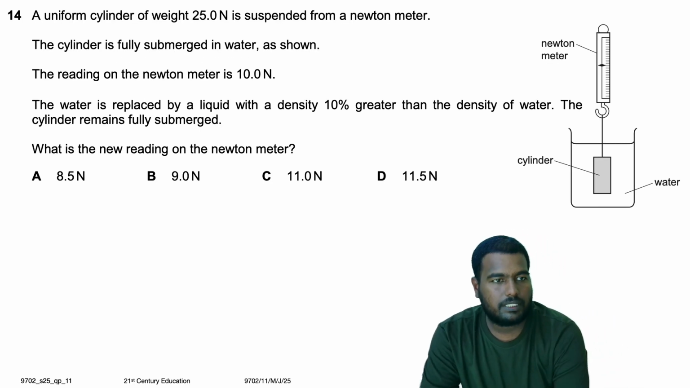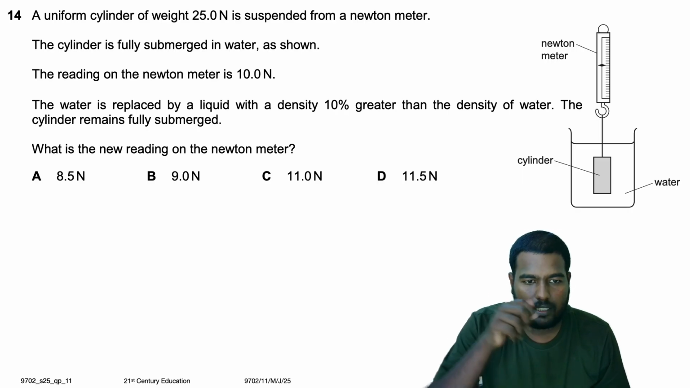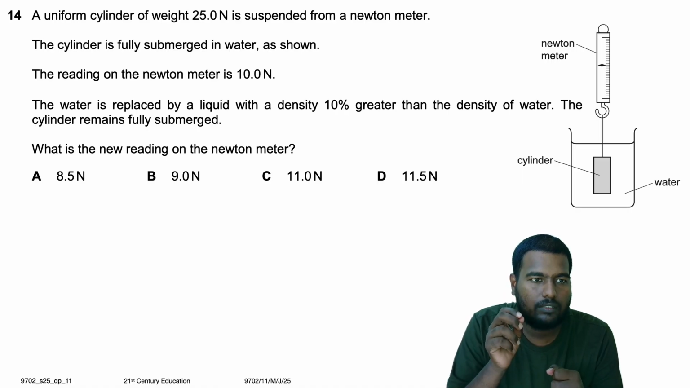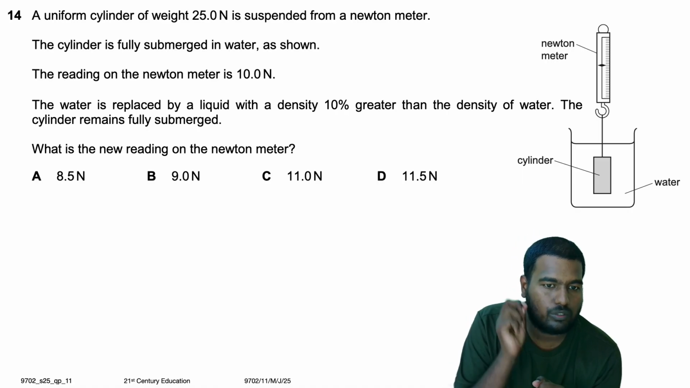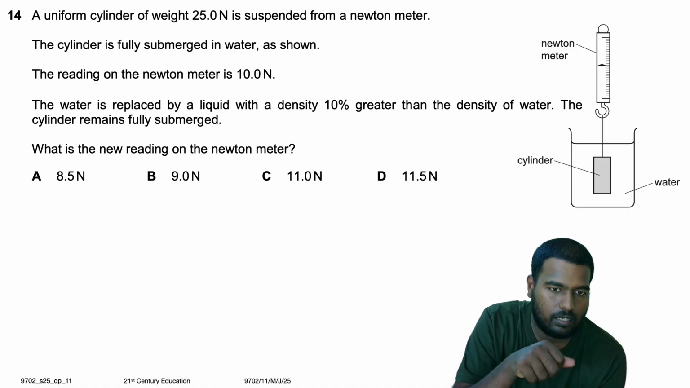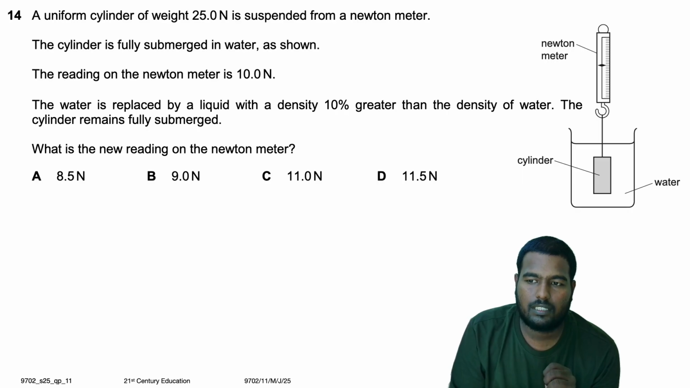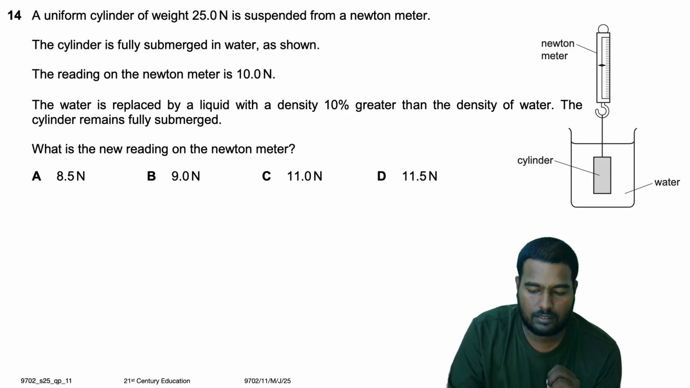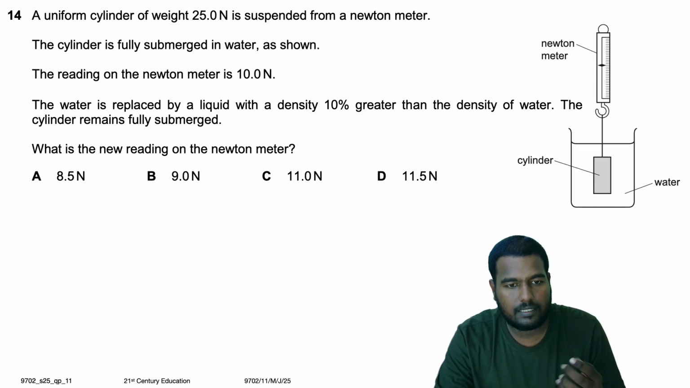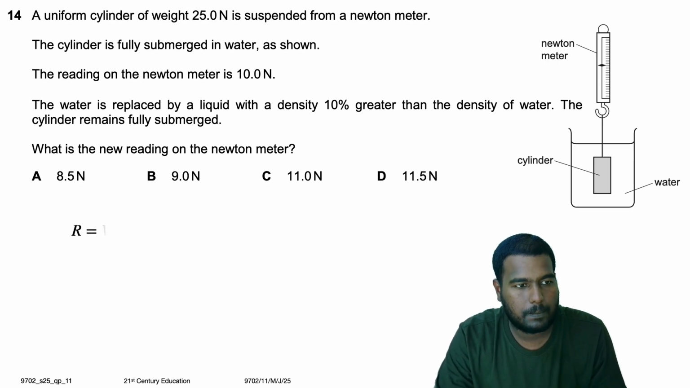Uniform cylinder of weight 25 newtons. Okay, we'll understand the problem. Now there is some weight. If you hang this weight on a force meter or Newton meter, it shows 25 Newton. Now if you dip this weight or mass into the water, then it shows 10 Newton. Why? Some upthrust in the water. So reading on the Newton meter is weight minus upthrust in the water.